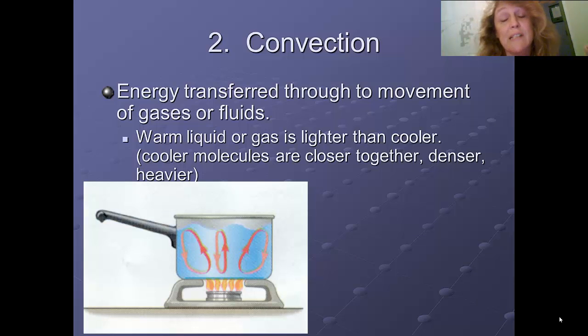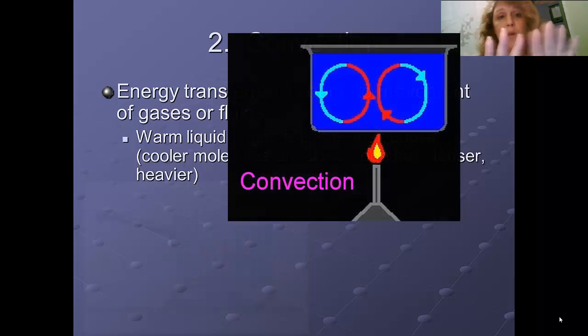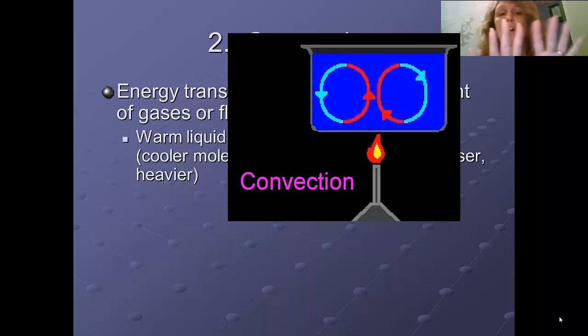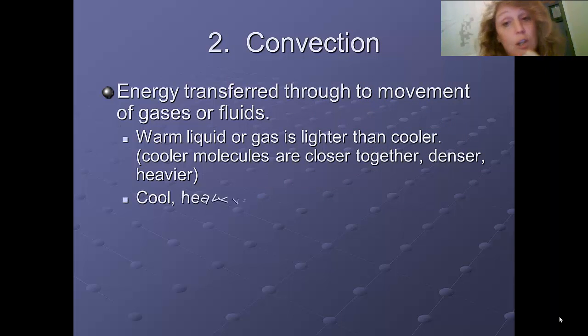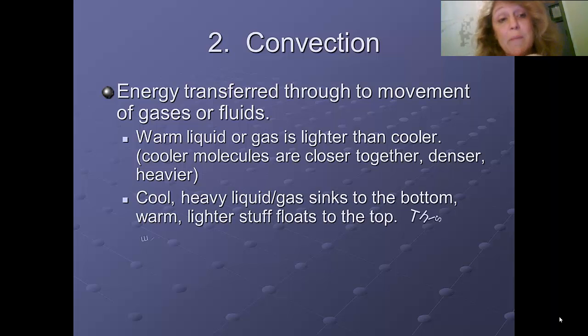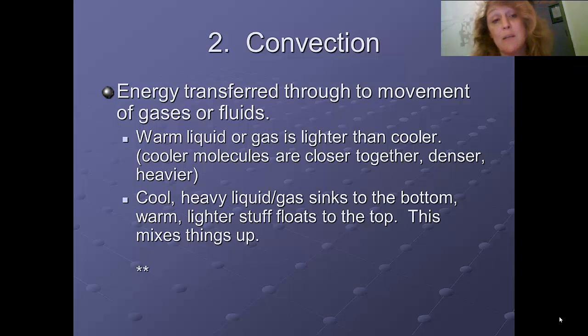Warm liquid or gas is lighter than cooler, because cooler gases and liquids are closer together. Warmer is farther apart because it's got more energy, so there's more space in between the particles, so it's lighter weight. Cooler molecules are closer together, which makes them denser, which makes them heavier. Cool, heavy liquids sink to the bottom, warm, lighter stuff floats to the top, and this is how liquids and gases get mixed up. Now this is convection. So conduction is touching solid object to solid object. Convection is mixing liquids or gases.